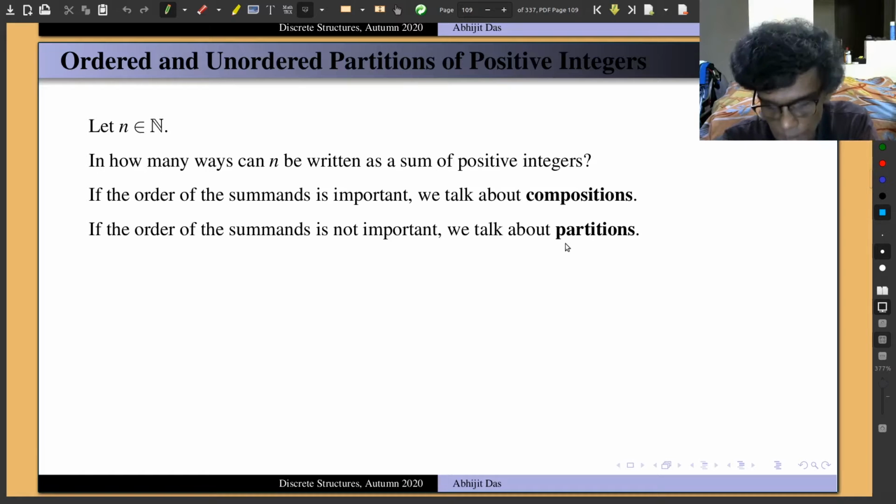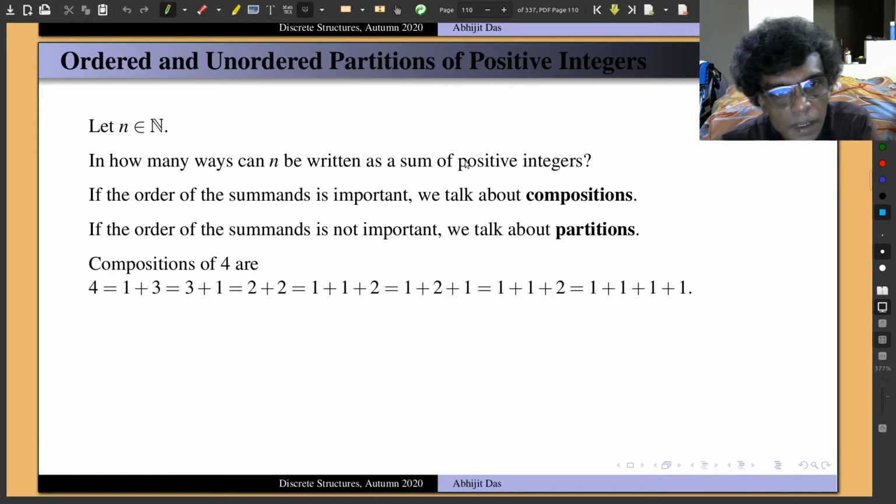Okay. For example, all compositions of 4 are 4, 1 plus 3, 3 plus 1, 2 plus 2, 1 plus 1 plus 2, 1 plus 2 plus 1, 2 plus 1 plus 1 and 1 plus 1 plus 1 plus 1. So, I am treating, for example, 1 plus 3 and 3 plus 1 as distinct. Also, 1 plus 1 plus 2, 1 plus 2 plus 1, 2 plus 1 plus 1 are considered distinct compositions. So, 1, 2, 3, 4, 5, 6, 7, 8 compositions of 4.